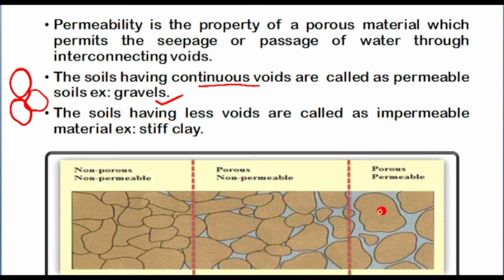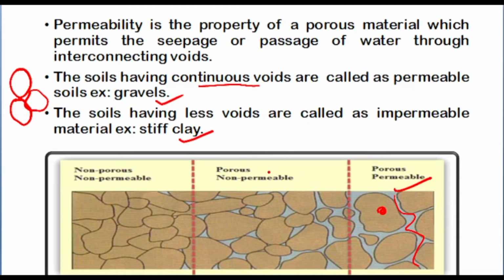We have the soil particles, and then we see that the gaps in between, or the voids in between, are basically more. They are continuous. That's why it becomes a porous material as well as a permeable material. Whereas the soils which have fewer voids are usually called impermeable materials, for example, stiff clay.